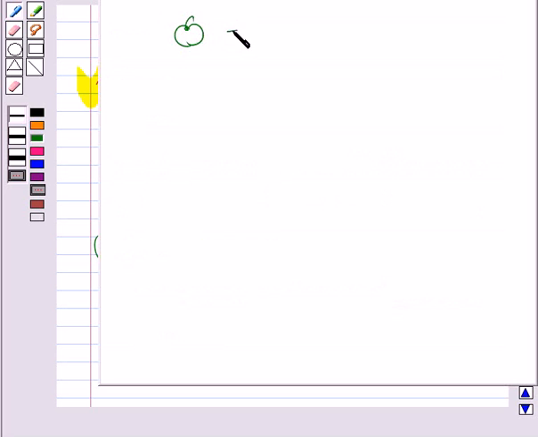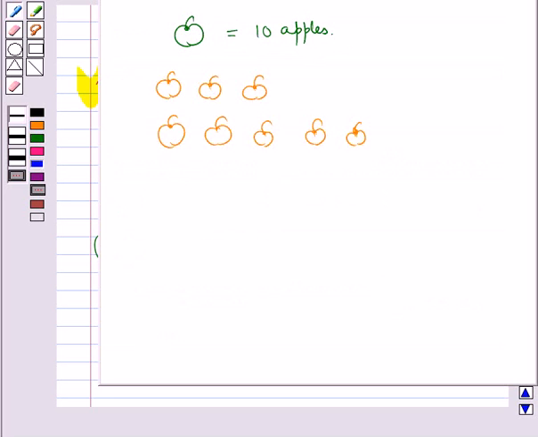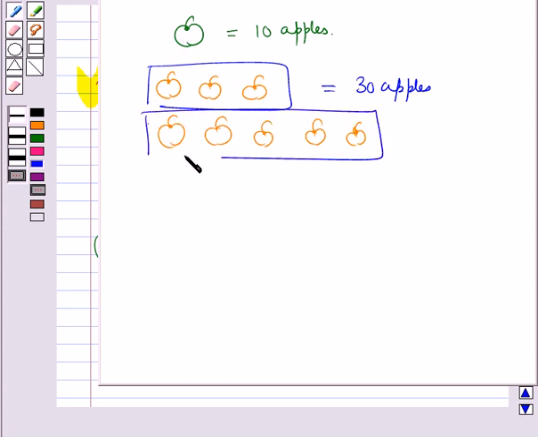Like suppose this symbol represents 10 apples, then according to this pictorial representation, we have that this row represents 30 apples since we have 3 symbols and 1 symbol denotes 10 apples. So, this would mean 30 apples and this row would mean 50 apples since there are 5 symbols in this and 1 symbol stands for 10 apples.